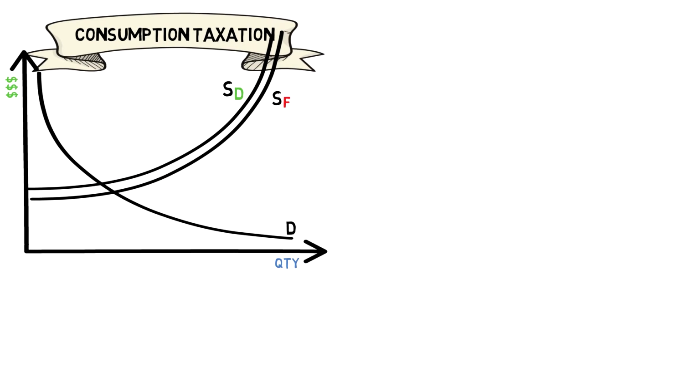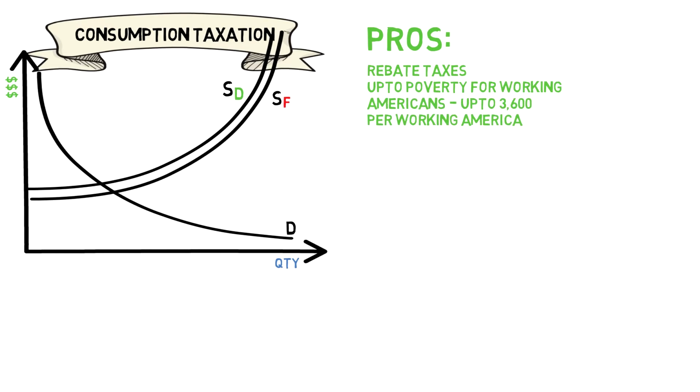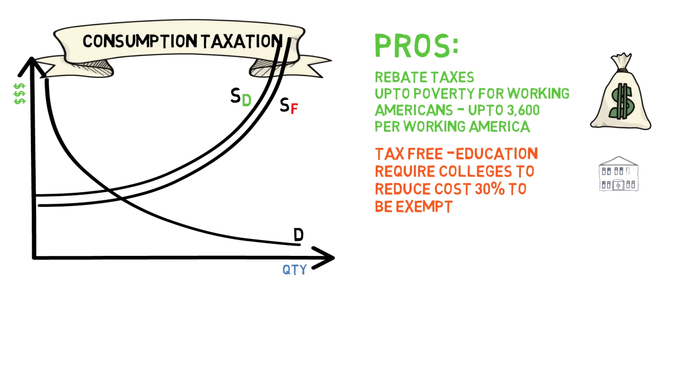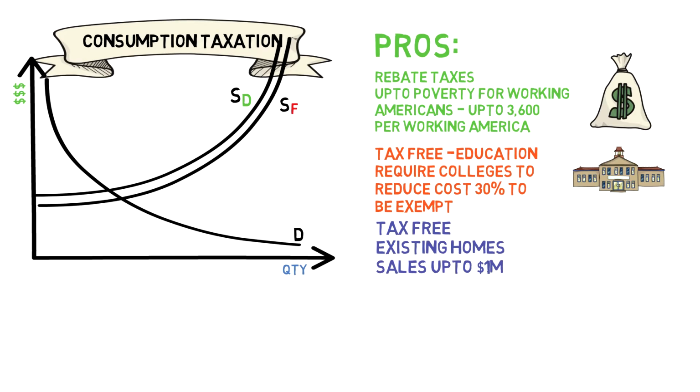Some of the pros of a consumption tax are as follows. Those at the poverty level would receive a rebate up to $3,600 to ensure that they did not carry the burden of the consumption tax. Also, education would be tax-free as long as they reduce their costs up to 30%, thus reducing the cost of higher education or human capital. Existing home sales would also be tax-free.